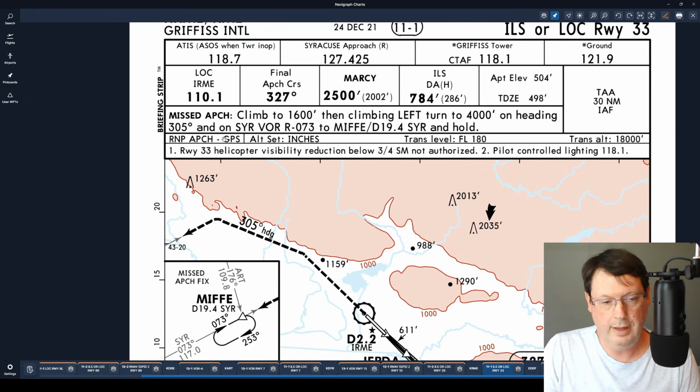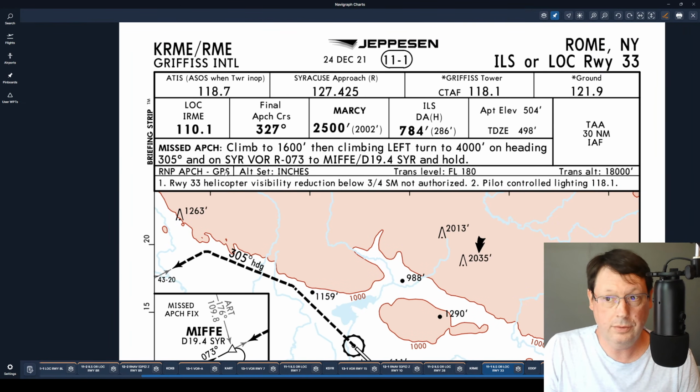Now this section is kind of interesting. This is an ILS or localizer approach. It says RNP approach GPS. Well, I told you before that the title of the approach tells you what equipment you need to fly the approach. And this says ILS or localizer. So that's what you need to fly the approach. So why does it say RNP approach GPS?